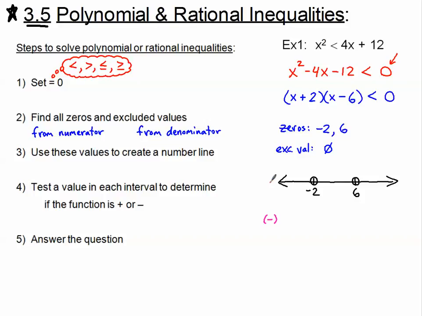When I plug my negative 10 into the other factor, I get negative 10 minus 6, which of course is negative 16. But again, it doesn't matter what the number is, it matters that it's a negative number. Now I know that I have a negative times a negative, which we all know is positive. So any number, if you pick negative 10, or negative 3, or negative 2.1, any number in this interval is going to create a positive output.